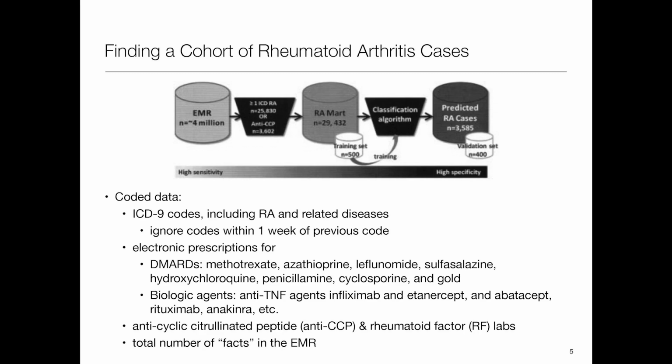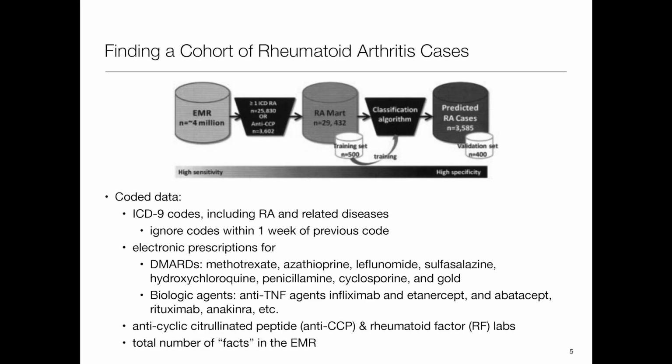And that predicted about 3,585 cases. We then sampled a validation set of 400 of those. We threatened our rheumatologists with bodily harm if they didn't read all those cases and give us a gold standard judgment. No, I'm kidding. I mean, they're actually really cooperative. And there are some details here that you can look at in the slide. And I had a pointer to the original paper if you're interested in the details.